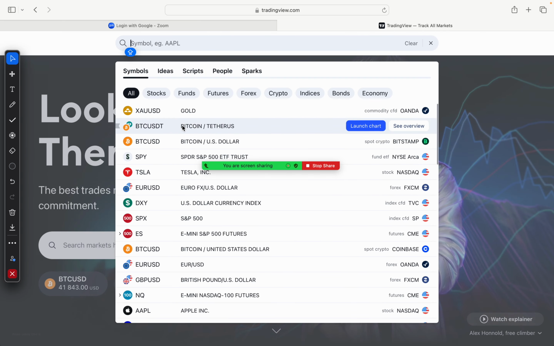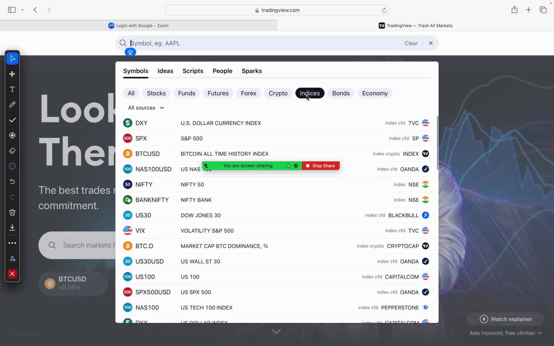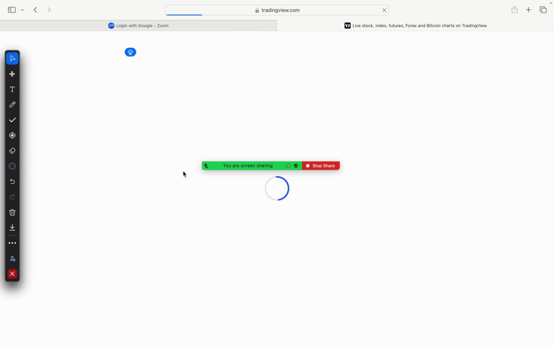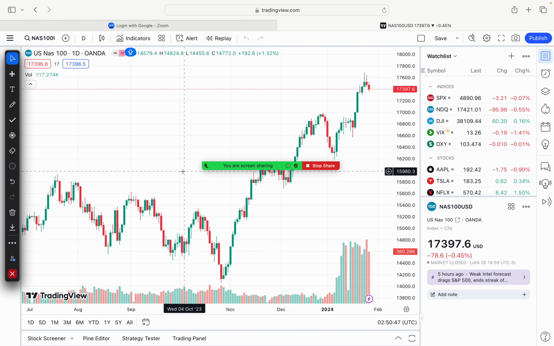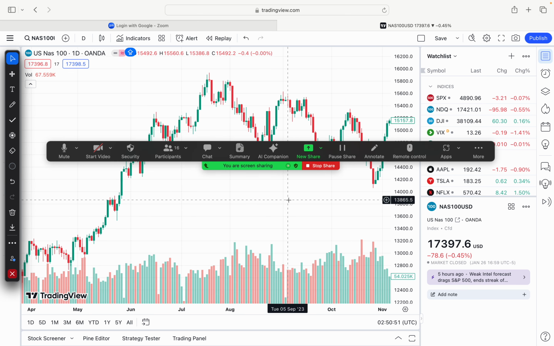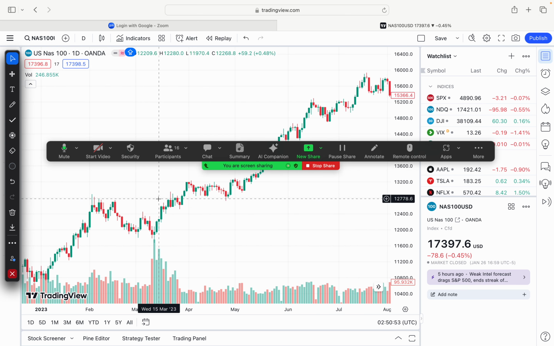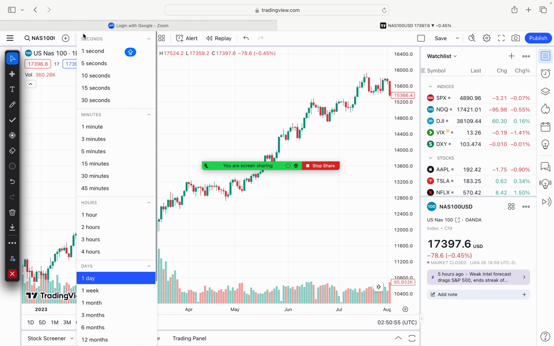I'm just trying to go to NASDAQ because I want to explain what you just asked right now. It's a brilliant question. The pattern can be seen on any time frame. That's what I'm trying to get to. The pattern, dare I say it, can be seen on any time frame. Let me change the time frame to the week here.